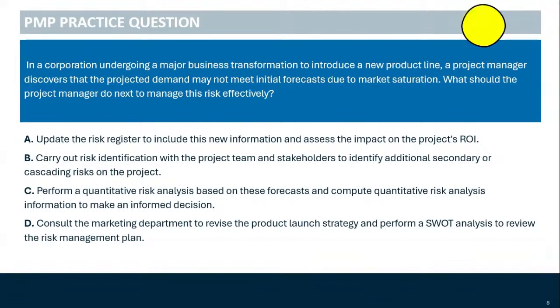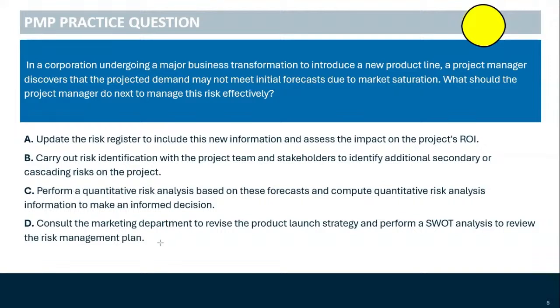And our time is up. Now, let's first listen to the logic and the reasoning behind this before going into a more formal breakdown. What is the problem in this question? It reads, what should the project manager do next to manage this risk effectively? What exactly is the risk? That the projected demand may not meet initial forecasts. So again, using the process of elimination, this time we will start from the bottom.